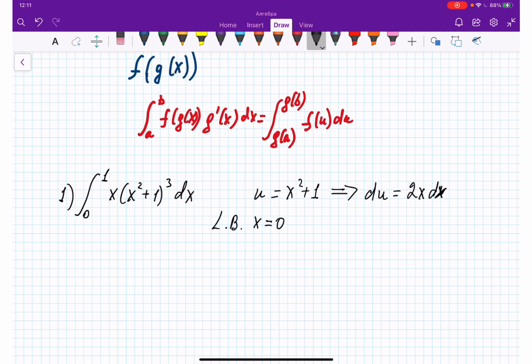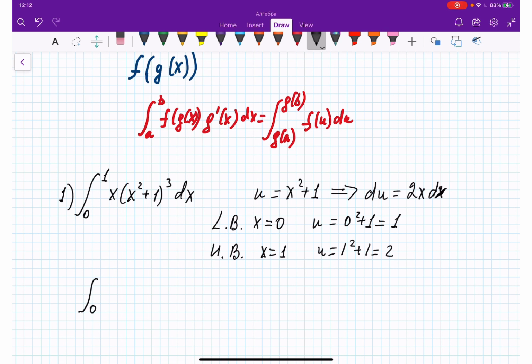For the low boundary, when x is equal to 0, then u is equal to 0 squared plus 1, which is 1. For the upper boundary, x is equal to 1, and u is equal to 1 squared plus 1, which is 2. Now as we substitute x with u, we will also replace the limits, low and upper boundary. And this is what we are getting.